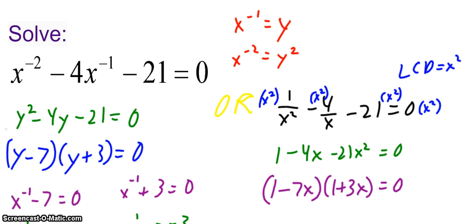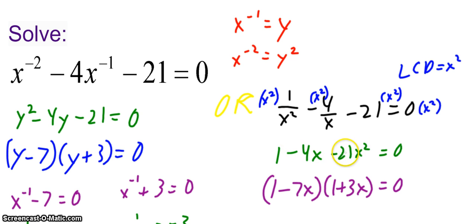What's the other strategy? The other strategy is to actually turn it into a rational equation right away. So x to the negative second is 1 over x squared. Negative 4x to the negative first is negative 4 over x, and then minus 21. So now this is a rational equation. The least common denominator is x squared, so I multiplied every term by x squared, and it became 1 minus 4x minus 21x squared equals 0.